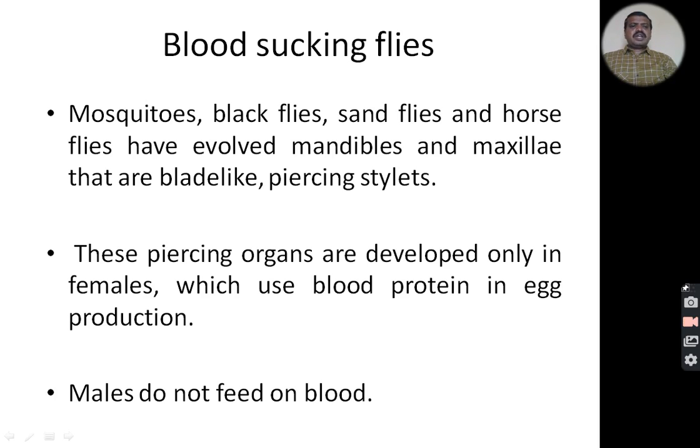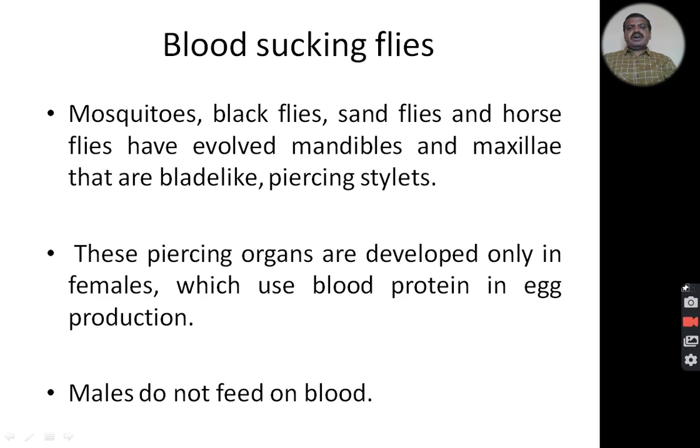Blood sucking flies are also true flies, coming under Diptera. The blood sucking flies like mosquitoes, black flies, sand flies, horse flies, etc. have evolved the mandible and maxillae as part of the mouth parts, which are blade like, and piercing stylets can also be seen. The needle like stylet is essential for puncturing the skin in order to suck the blood from the host body.